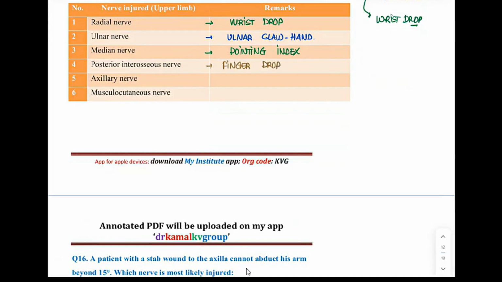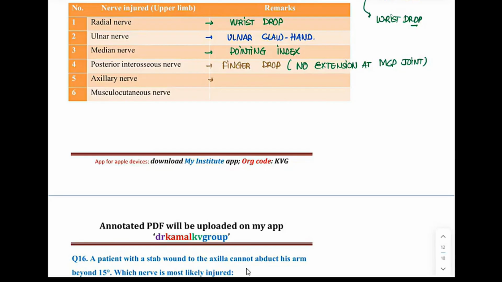Now please look here, this is wrist drop, this is finger drop. In wrist drop, there is no extension at the wrist. In finger drop, there is no extension at the metacarpophalangeal joint, right? Axillary nerve injury leads to paralysis of deltoid.